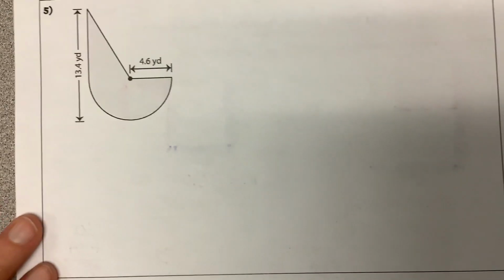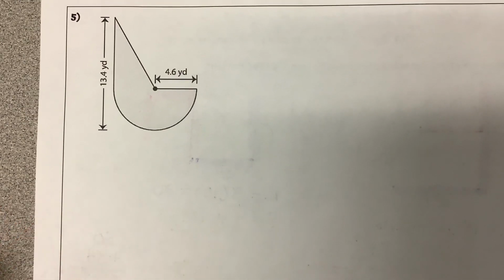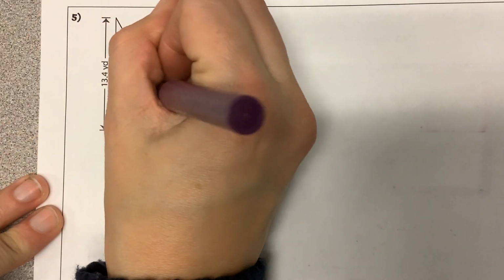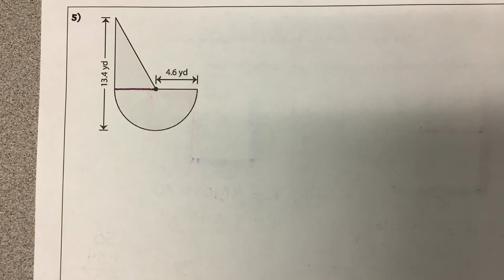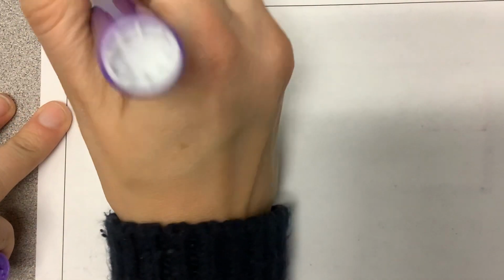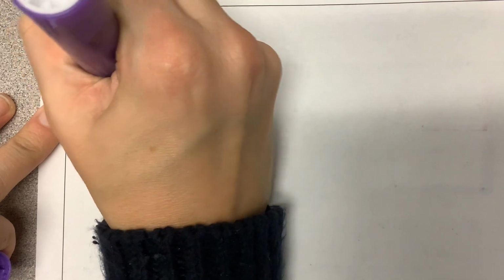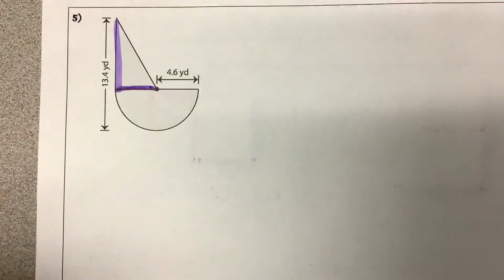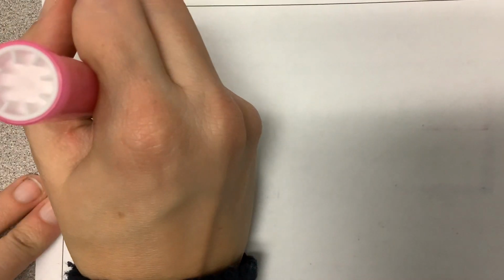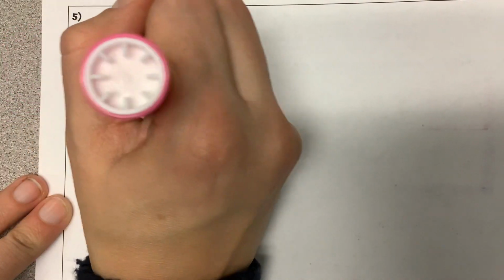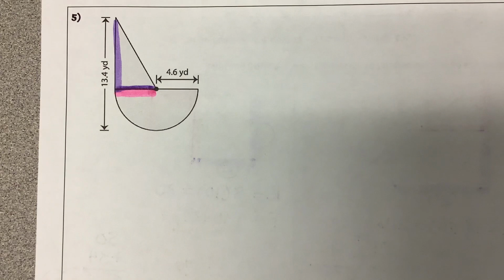Okay, last one, number 5. Okay, this one, if I divide it right here, we have a triangle where we can find the base and height, as well as our circle, which again, we just need the radius. So let's look at this one.